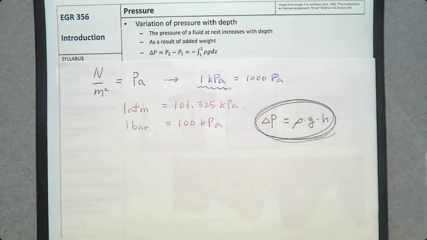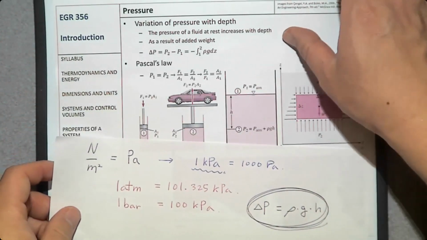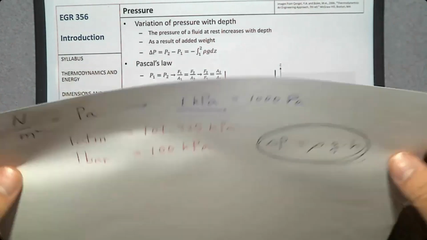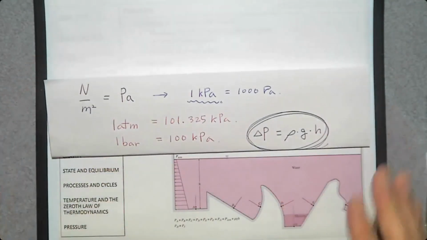So what does it mean? Pressure changes with respect to gravity and density. So the higher the density, the greater the change in pressure, and also h, the height. And there's a very interesting figure that you want to see here, which is this one.